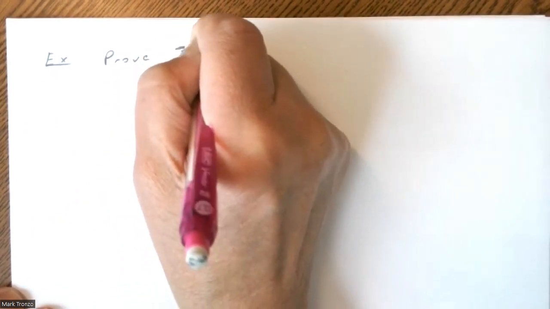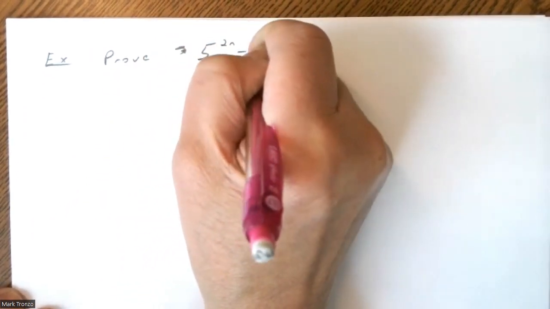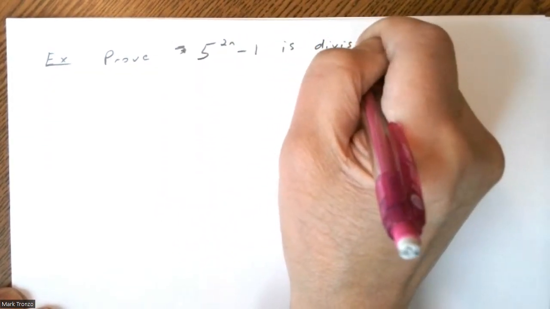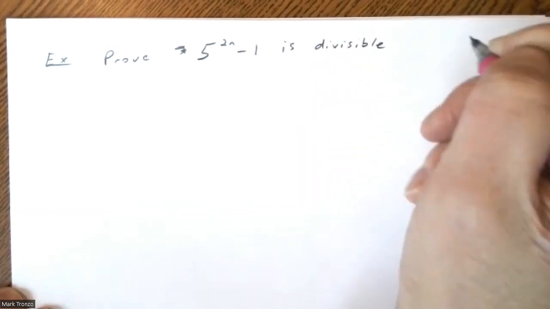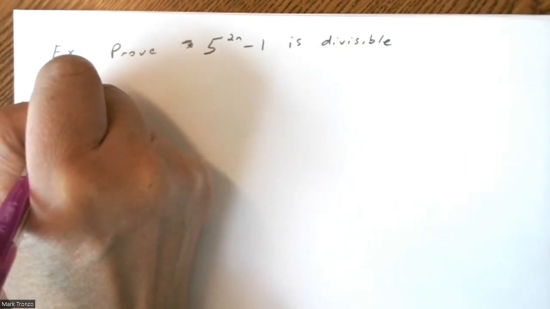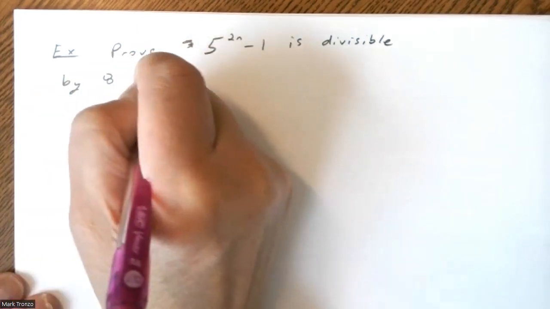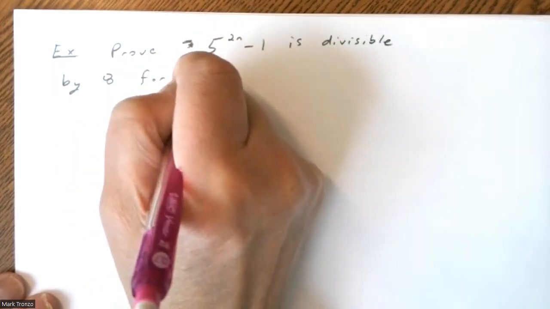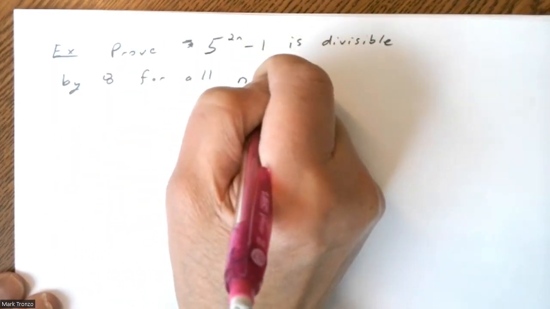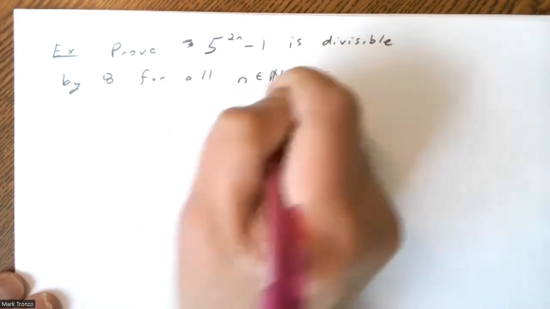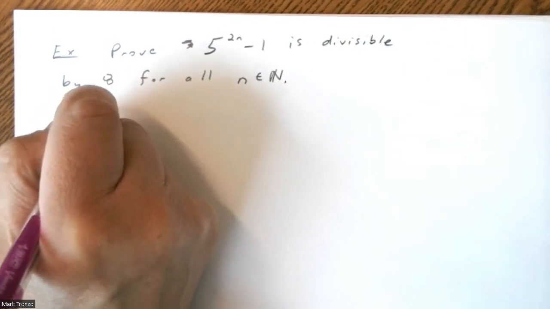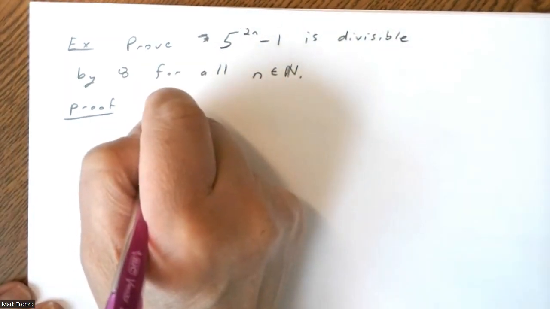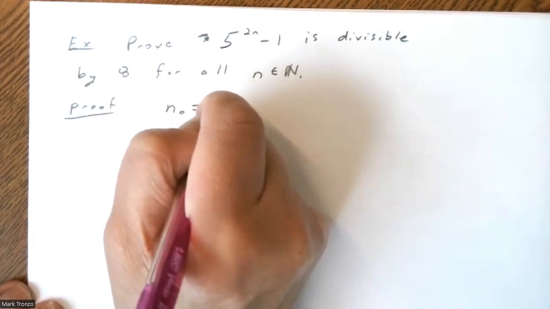Prove that 5 to the 2n minus 1 is divisible by 8, all in the natural numbers. So once again, we're doing all n. So that means that our starting point n naught is 1.